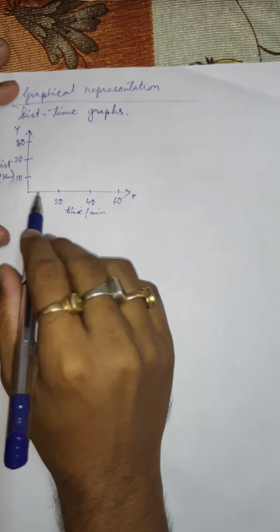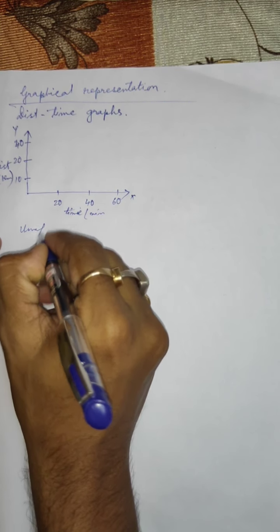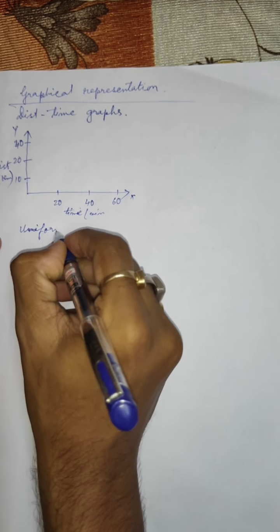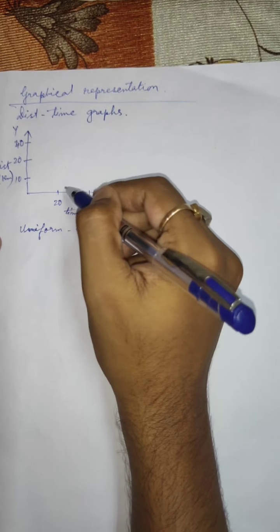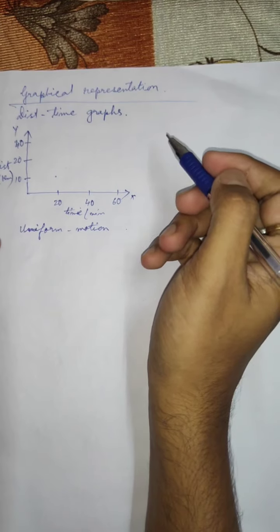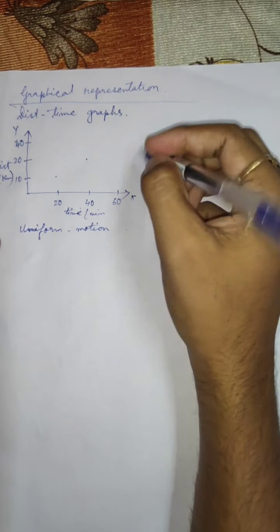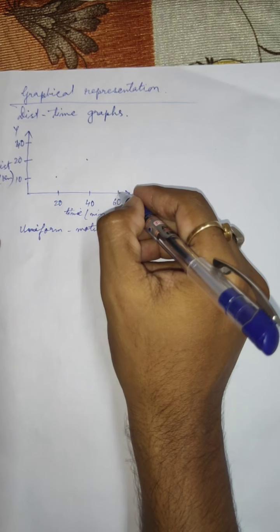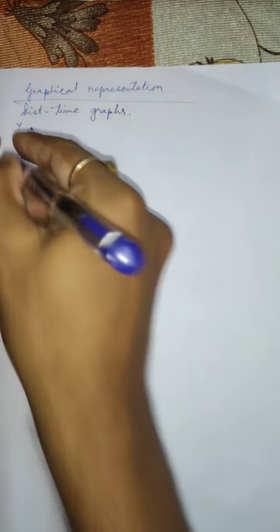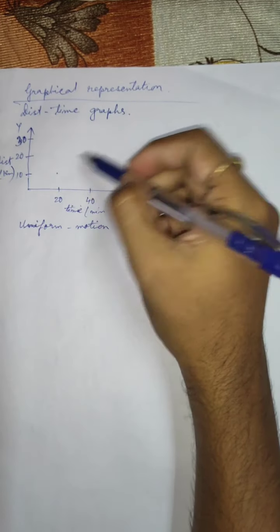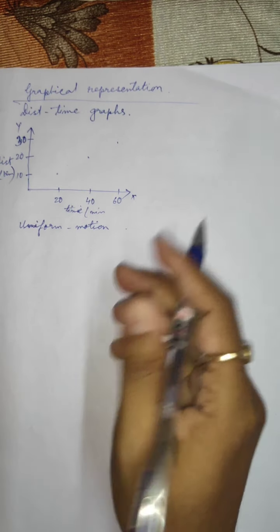Now in the case of uniform motion, it travels equal distances in equal intervals of time. So in the first 20 minutes it travels 10 kilometer. In the next 20 minutes it travels the next 10 kilometer. Next 20 minutes, up to 60, it will again, sorry, it is 30. It travels again 10 kilometer. So 10, 20, 30, these are the equal intervals of distance.